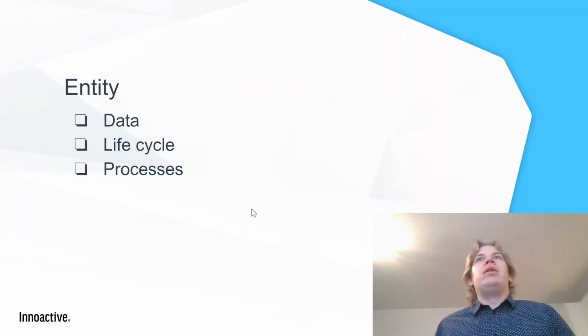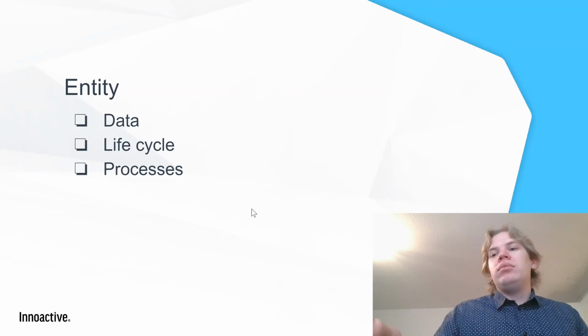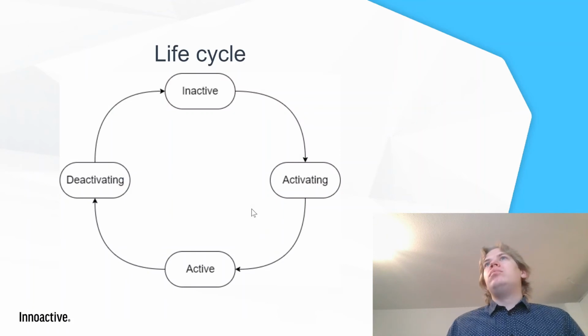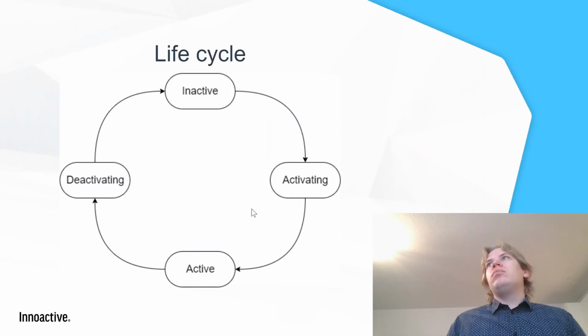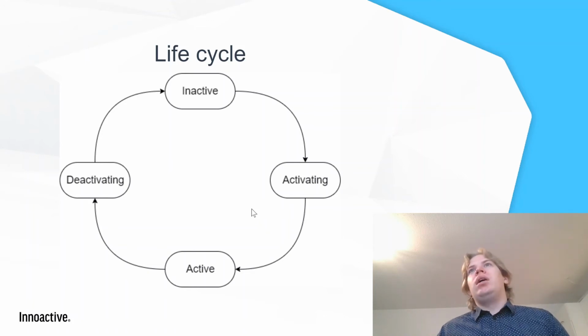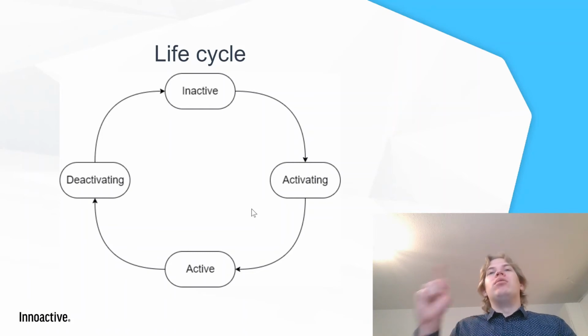Then we have lifecycle. Every entity has 4 stages of its life. So it starts as inactive, then it starts activating, then it becomes active, and then it's deactivating and it's inactive again. And in some cases, it can go through this cycle once again.